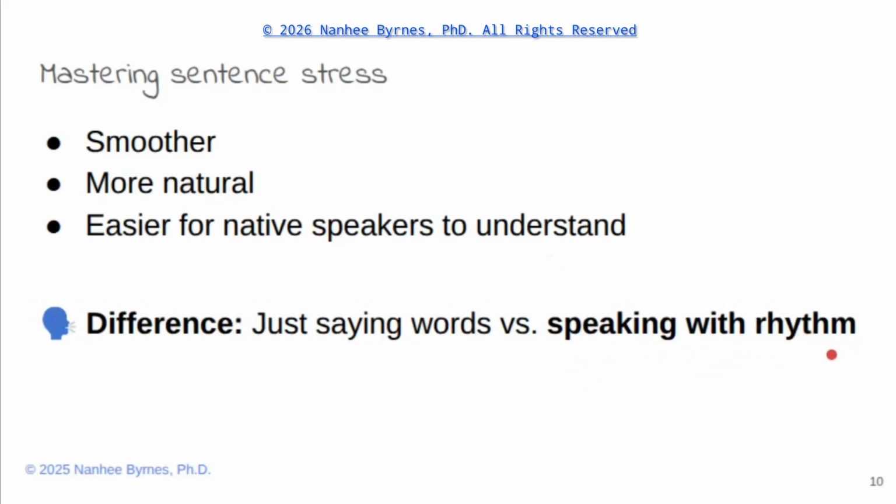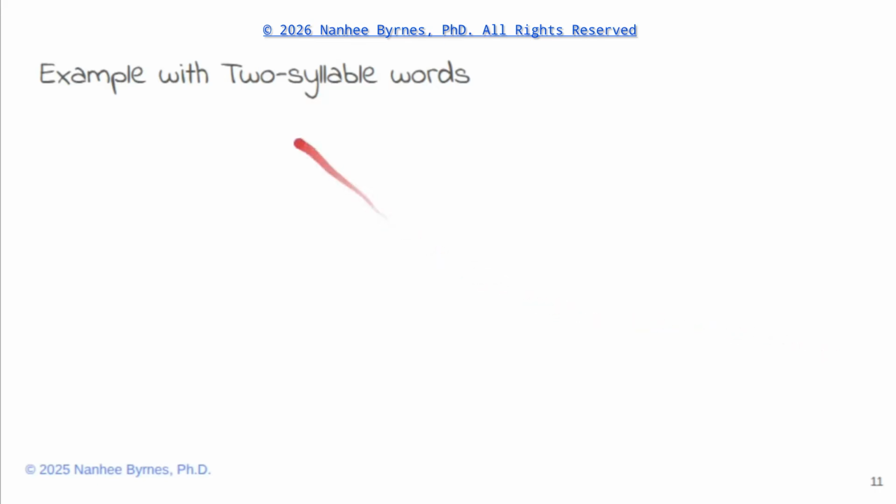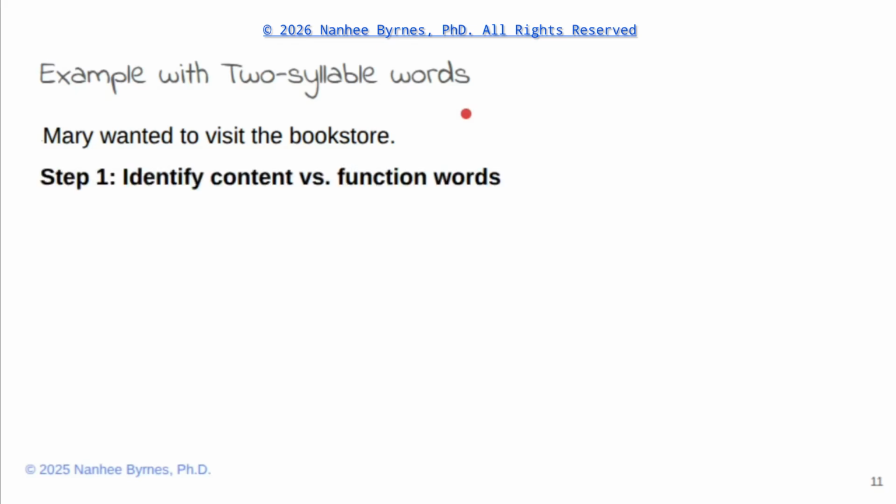That was very helpful, Dr. Byrnes. But what about sentences that contain words with more than 1 syllable? I know that in English, words with more than 1 syllable must have 1 stress syllable, called word stress. How does that work together with sentence stress? Great question. Here's the rule. When you have words with more than 1 syllable, only the stressed syllable counts as a beat in the rhythm. The other syllables are weak, just like function words. They get squeezed in quickly between the strong beats.